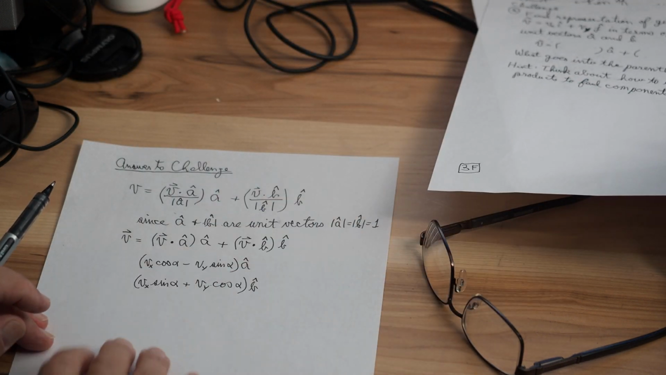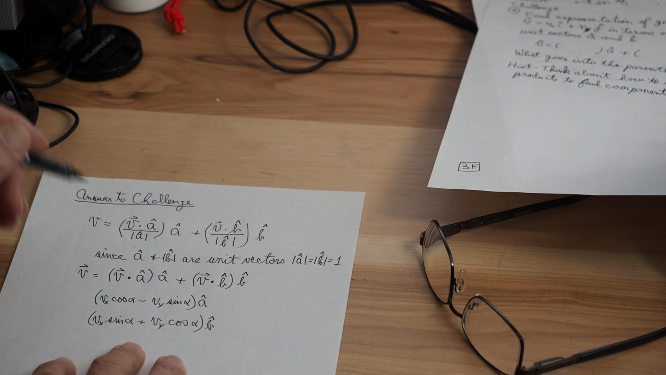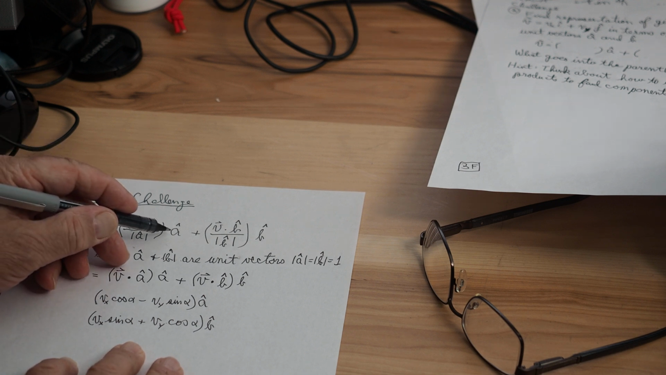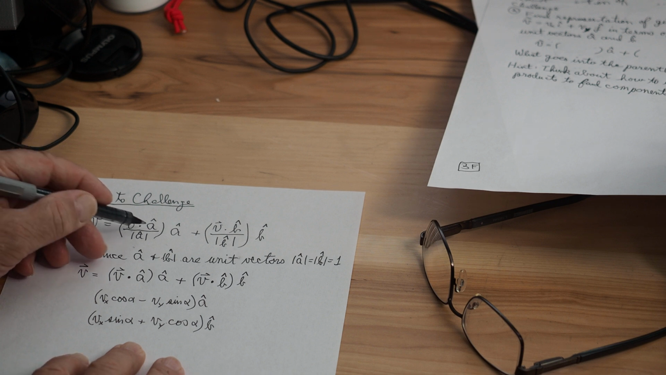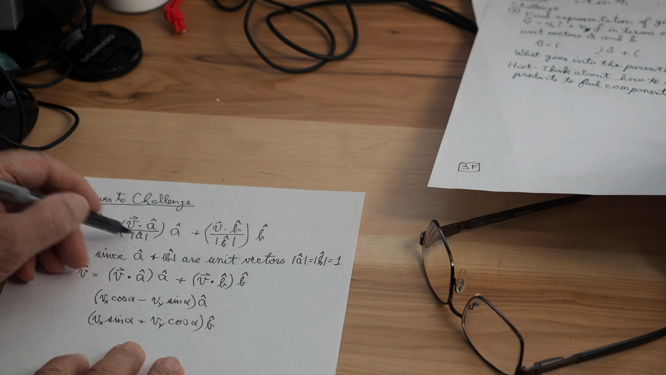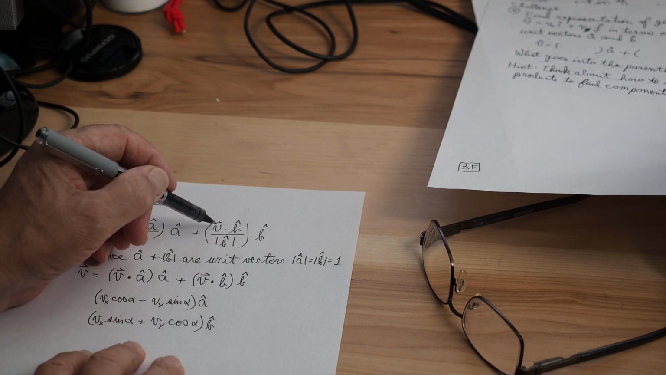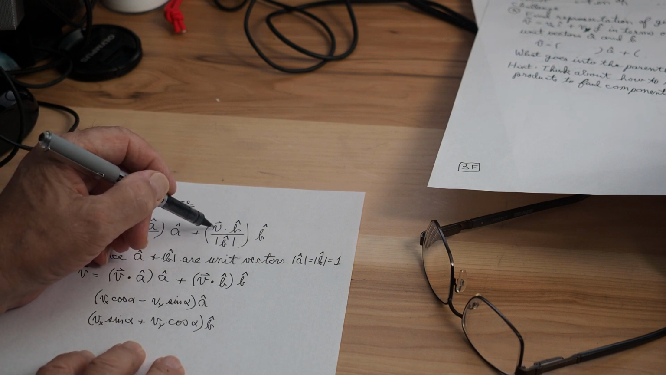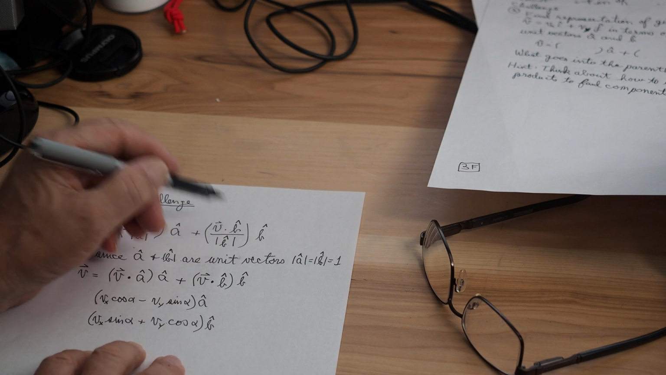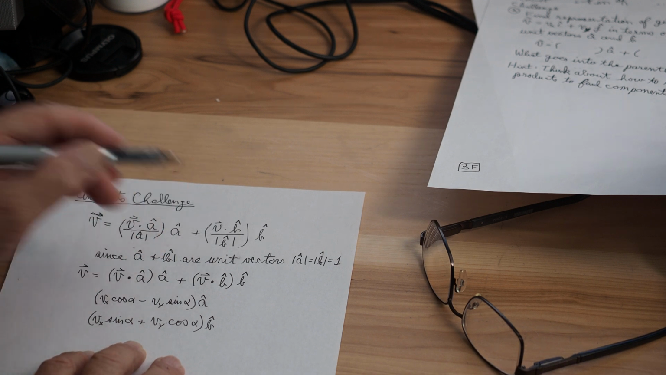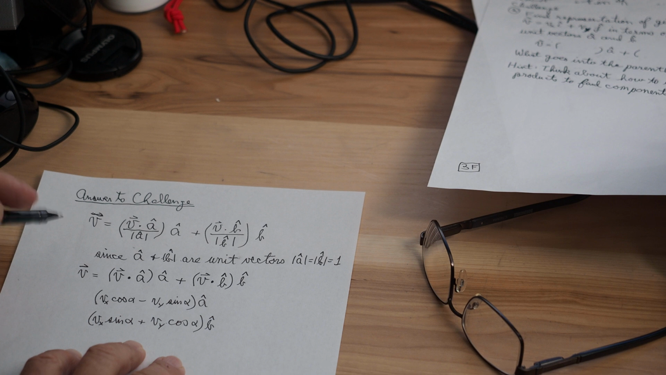So now I will reveal the answer to the challenge. If you want the component of V, this should be a vector, with respect to the unit vector A, you take the dot product of V with A and you divide it by the length of A. Well, A is a unit vector, so the length is going to be just 1. And the same, you take the dot product of the vector V with the B unit vector and divide it by the length of the unit vector, which is 1. So those two denominators are going to go away. They're going to become 1.